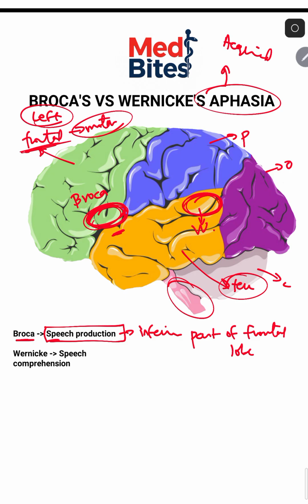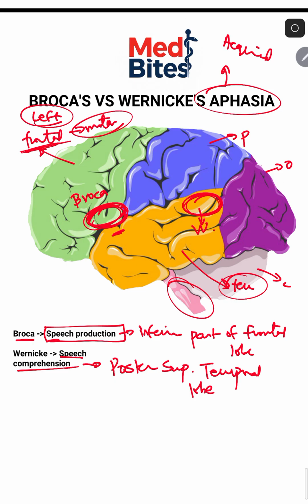Now, the Wernicke area, which is in charge of speech comprehension, is in the posterior superior temporal gyrus. So it's important that you know this. And this is in charge of language comprehension, speech comprehension.